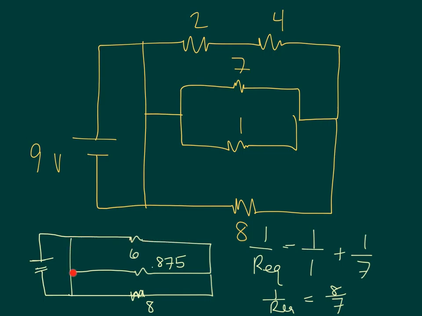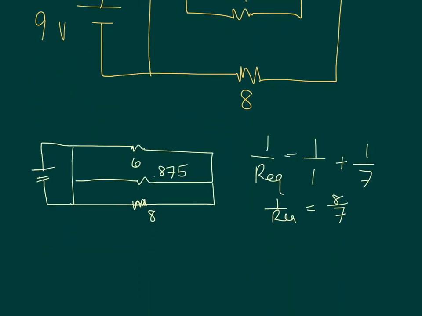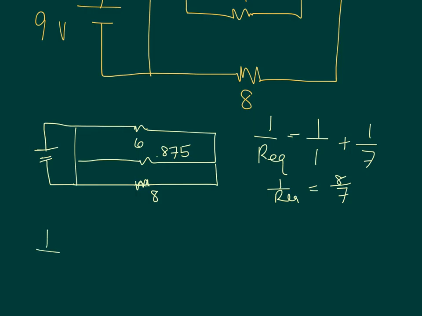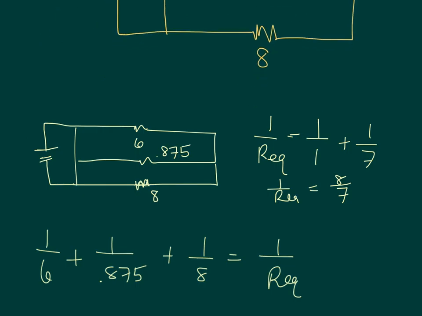This is going to branch here. This is going to branch here. Branch here. These 3 would be considered to be in parallel now. So you add those three fractions together. Again, 1 over 6, 1 over 0.875, and 1 over 8. And then go ahead and solve for REQ. Joe, you got it? It's 0.69.